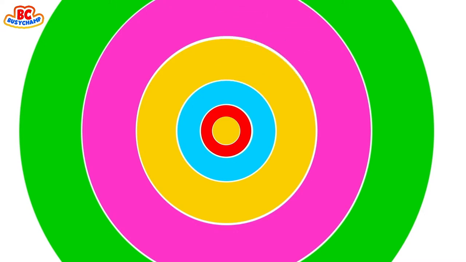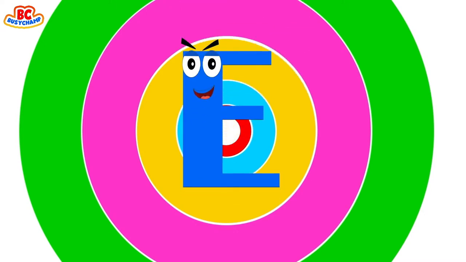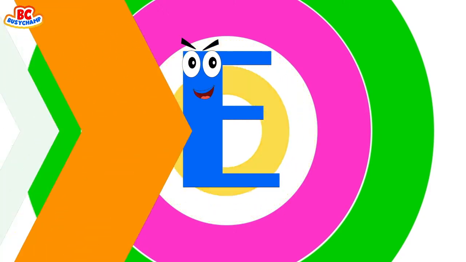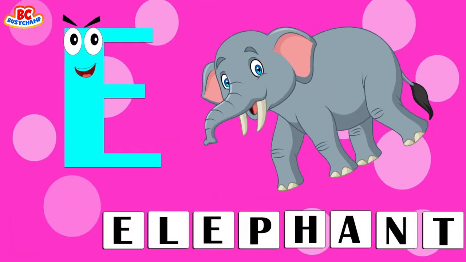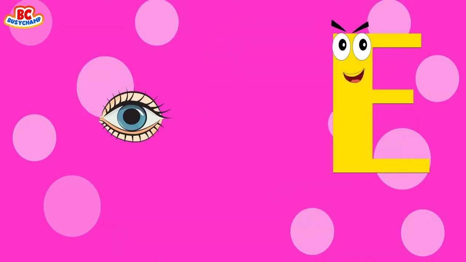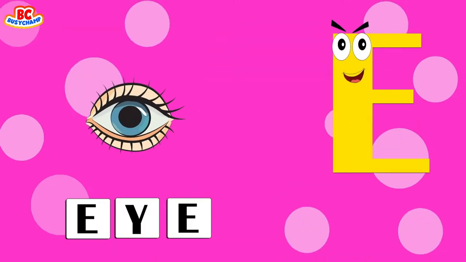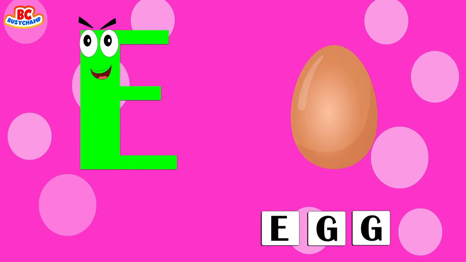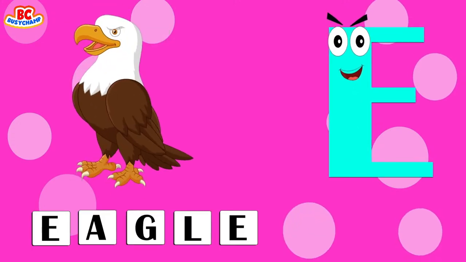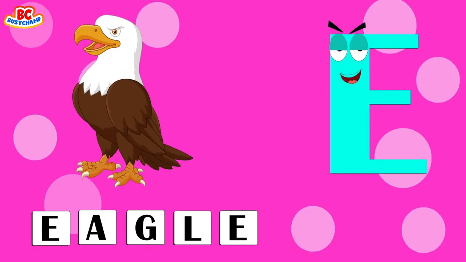Here comes the letter E. E is for elephant. E, E, elephant. E is for eye. E, E, eye. E is for egg. E, E, egg. E is for eagle. E, E, eagle.